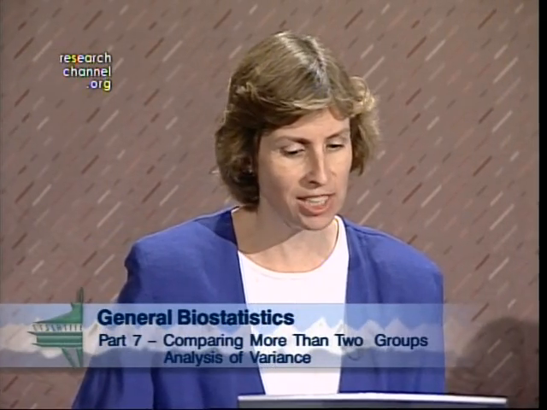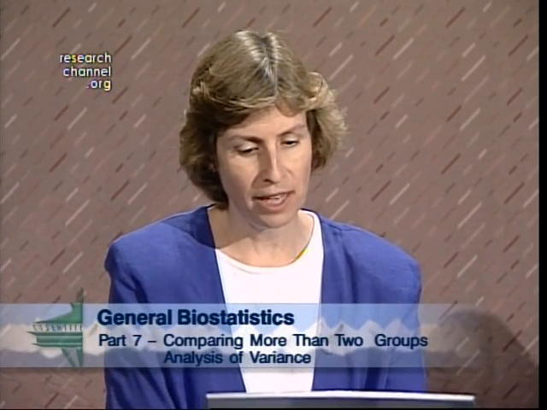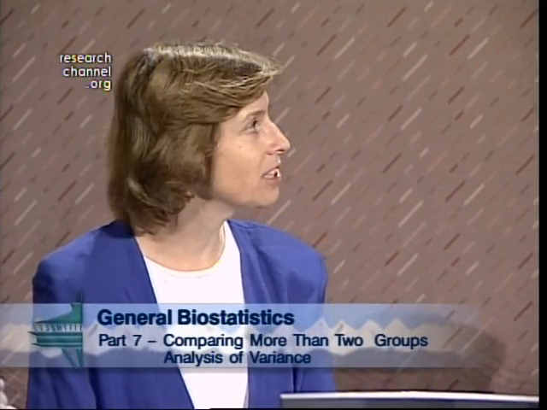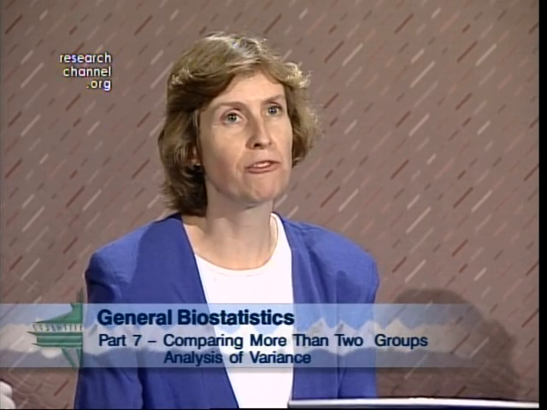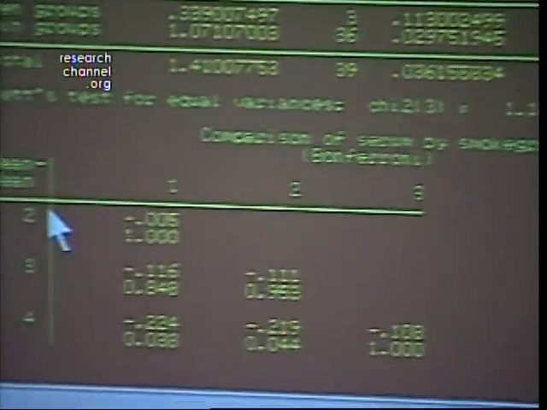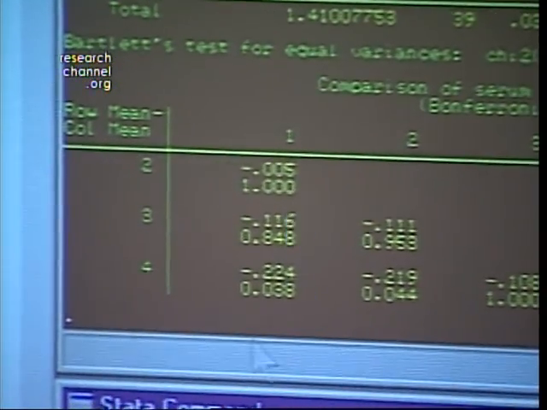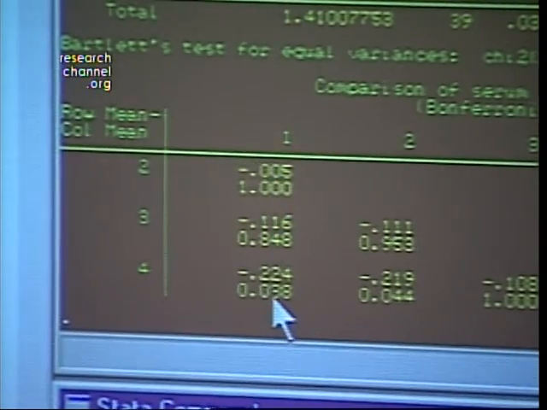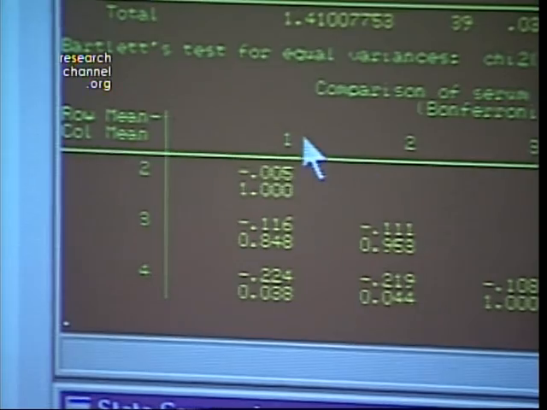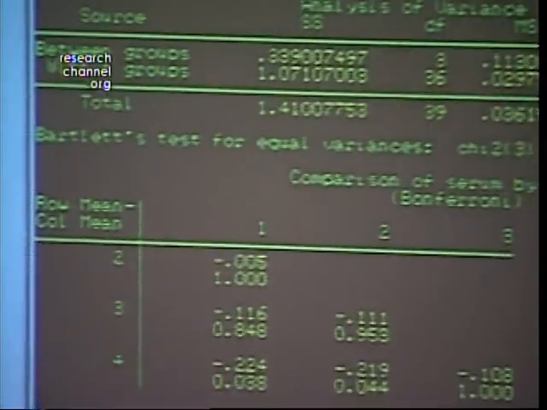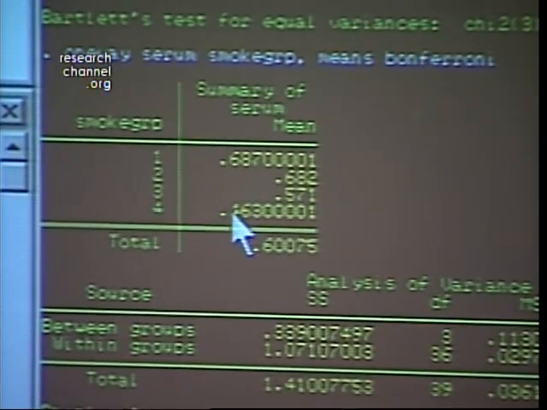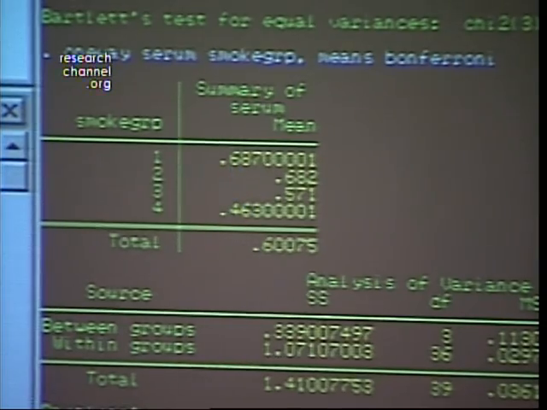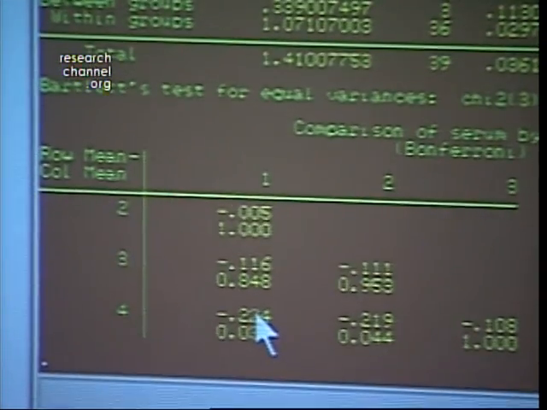So the very last thing is that I could also put Bonferroni as this option after the analysis of variance. And here's where we see the groups were labeled 1 through 4. So this table is comparing groups 1 to 3 versus 2 through 3, so that the p-values are the second values here. If we looked at the comparison of group 4 with 1, that's the heavy smokers versus the non-smokers, the difference in the means is 0.46 minus 0.687. That's what negative 0.224 is.